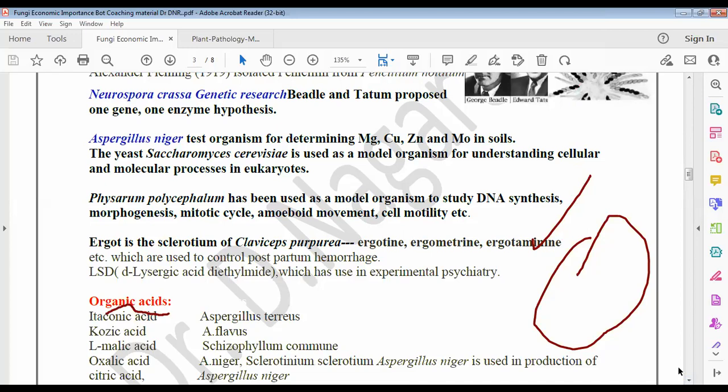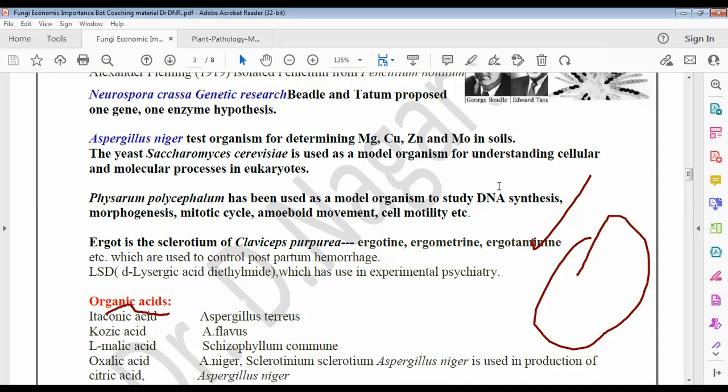Drosophila is the genetic model animal in zoology. Here, Neurospora is a genetic model for the study of plant aspects. And Pisarum is used as a model for DNA synthesis, being simple and very inexpensive for the production of DNA synthesis.